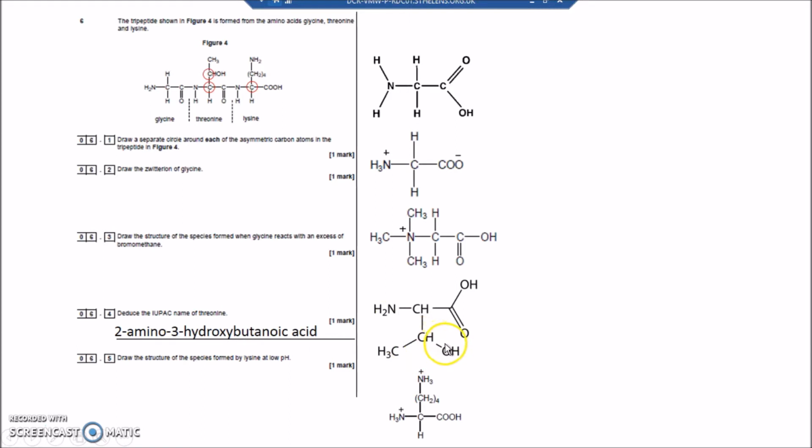But you've got 2 NH3 pluses on lysine. This is lysine here. So this has been an NH2, and this is an NH2 here. So you draw lysine out, but instead of NH2 and NH2, the 2 NH2s become NH3 pluses.